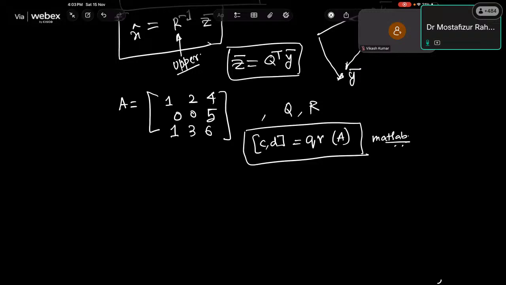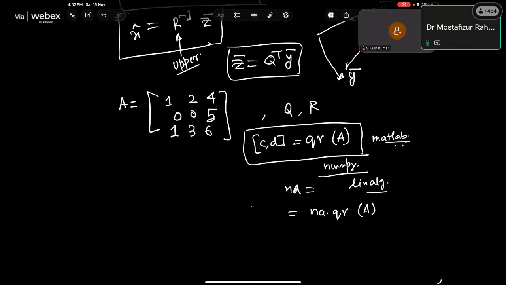If you do not have MATLAB, you can use the Python NumPy library, the linalg library, and you can call this. Suppose you call this library NA, and you call NA.QR of A, and you define the A matrix as C, D. This is your Python code, and this is your MATLAB code.